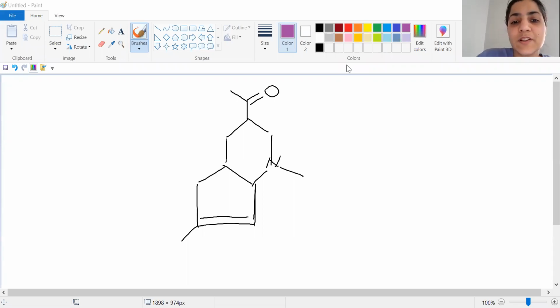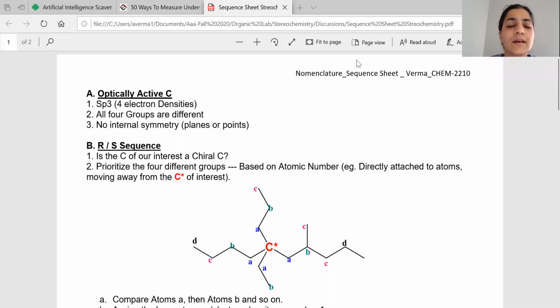So looking at this particular molecule, let us first figure out if there are any chiral atoms. And we are only focusing on the carbon compounds. So what are the requirements that we need to have for an optically active carbon site? It needs to be sp3 hybridized. All of the groups on that sp3 hybridized carbon should be different and no symmetry should be present.